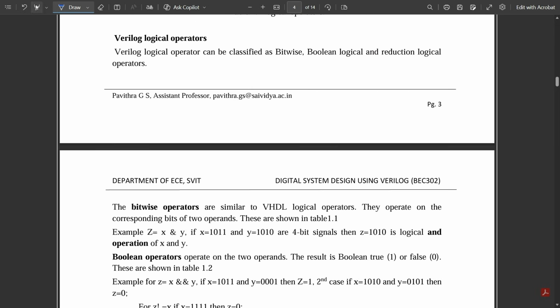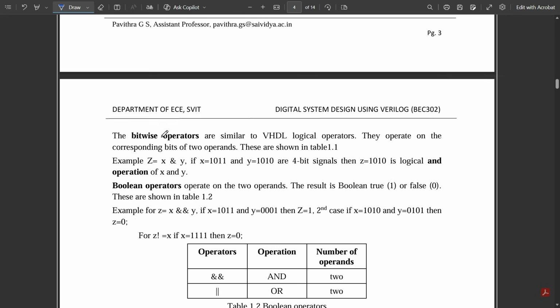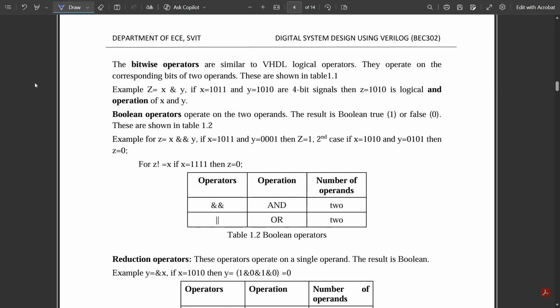Now let us see some of the Verilog logical operators. That is, Verilog logical operators can be defined as bitwise, Boolean logical, and reduction logical operators. Okay, so you see here the bitwise operators are similar to VHDL logical operators. They operate on the corresponding bits of two operands. Okay, so those are shown in the table below. With one example, you could understand the bitwise operators.